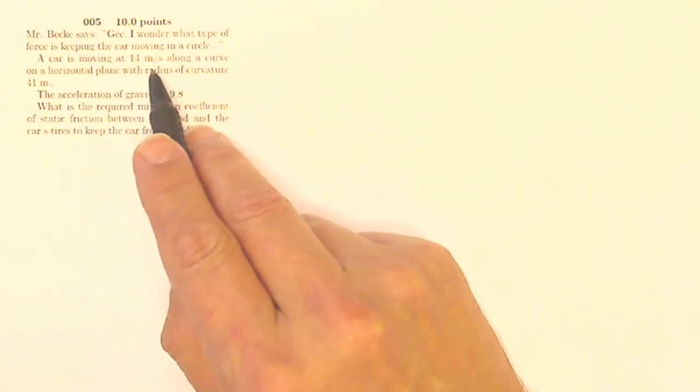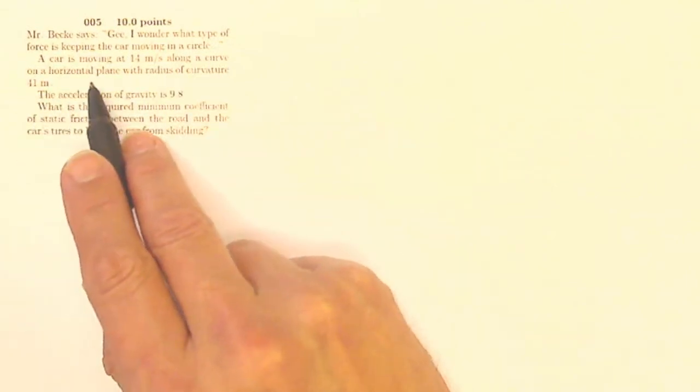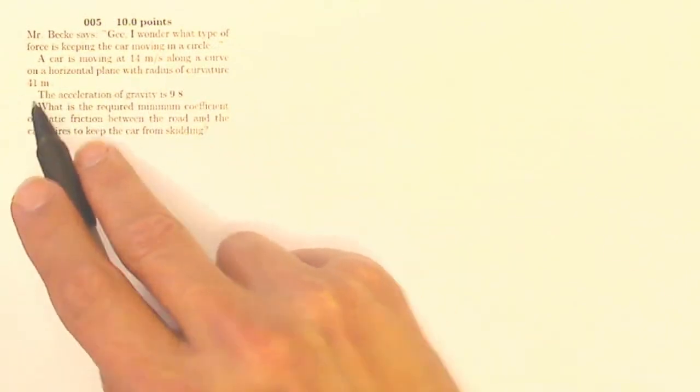This is Physics Homework 13, question number 5. It says a car is moving at 14 meters per second along a curve on a horizontal plane with a radius of curvature 41 meters.